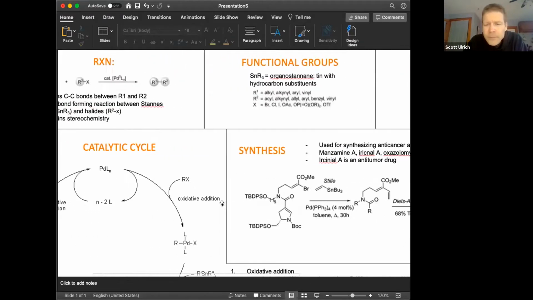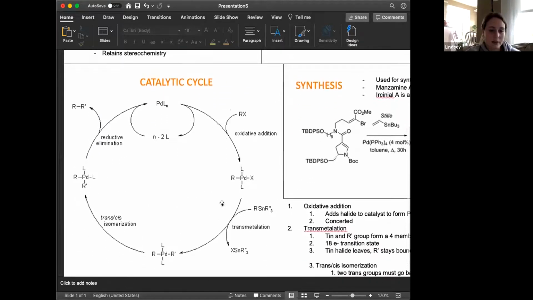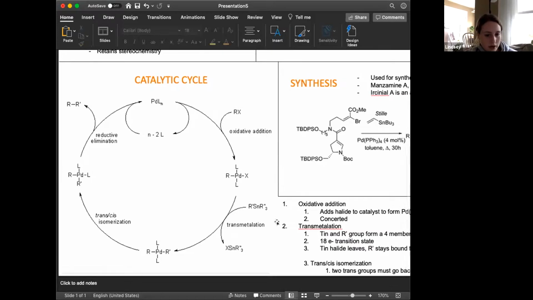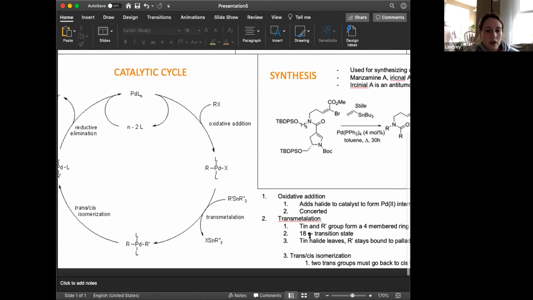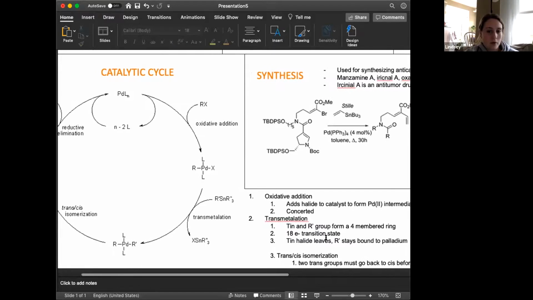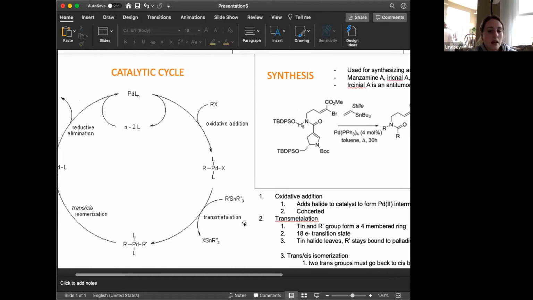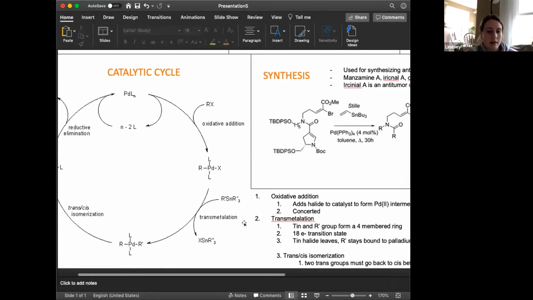And then this is the catalytic cycle. It's pretty much the same as everybody else's. It starts with palladium in an oxidative addition, in which R-X is added and palladium inserts itself in the middle of it, like we talked about. It's also a concerted reaction. Then there's transmetallation, in which the tin and the R group form a four-membered ring, and palladium at that point is in an 18-electron transition state. Then tin halide leaves, and the R group stays bound to the palladium.